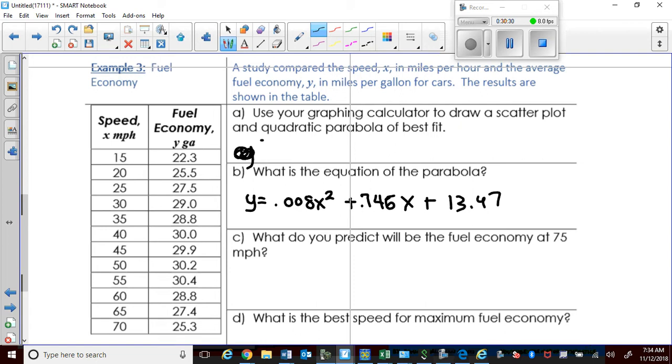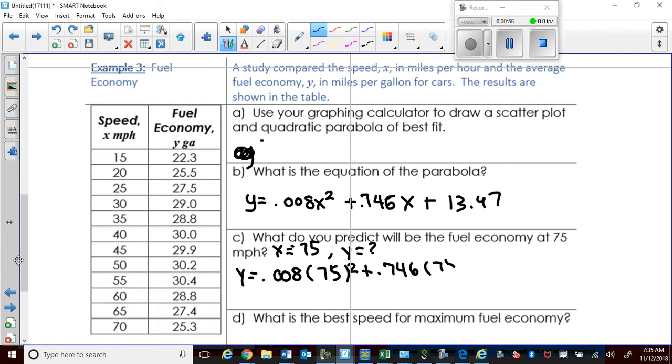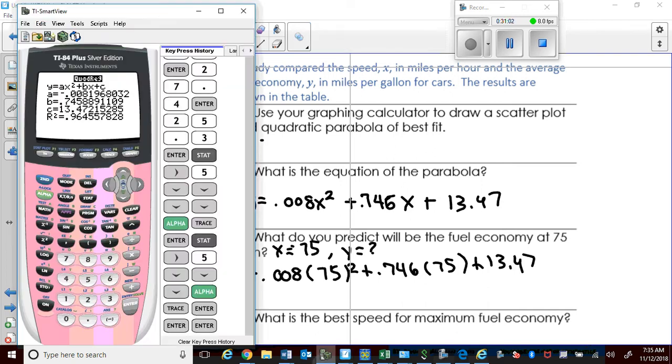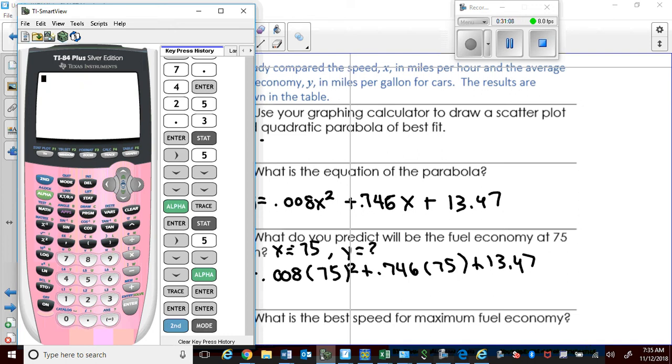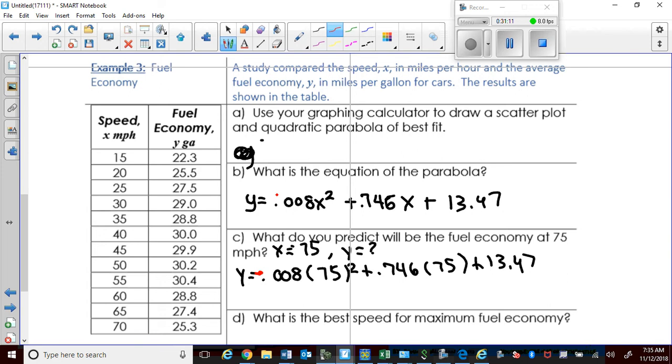The next thing it asks me about is what do you predict the fuel economy at 75 miles per hour? So 75 miles per hour is an x value. So when x equals 75, what's y? We take our equation, y equals 0.008, substituting x, 75 squared plus 0.746 times 75 plus 13.07. Go to my graphing calculator, put this in exactly as it is. Sorry, that's a negative in front of that 0.008. It's incorrect there. There's a negative.